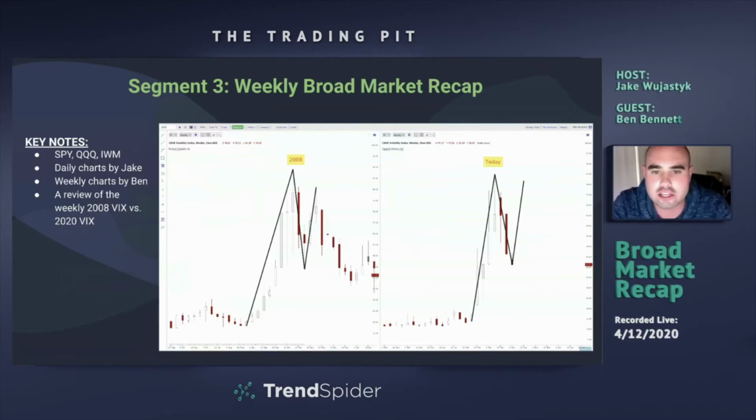So some of the key notes, as always, we're going to be touching on SPY, QQQ, IWM. I'm going to be going over the daily charts. Ben is going to touch on the weekly chart, so we get two different perspectives. And I'm also going to go over the VIX. I want to go over the weekly VIX because, as you can see on the screen, this is something that I just found today. What I did was I started the VIX move from the very bottom in 2008. I measured the start to the top down to the bottom correction, and then the move back up to try to retest these highs.